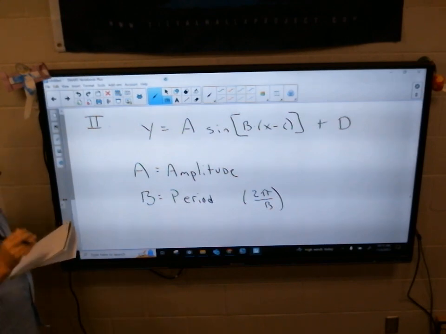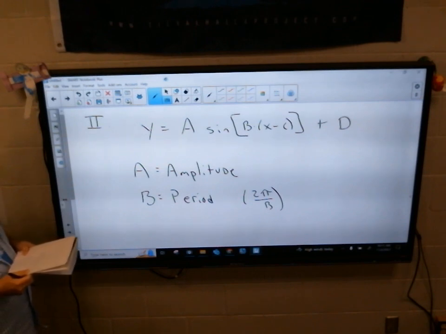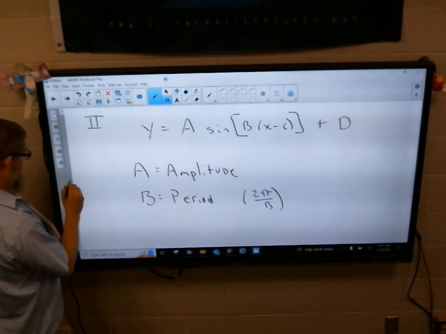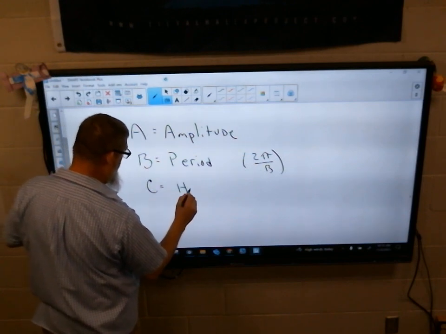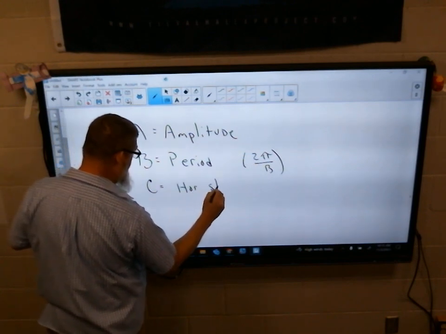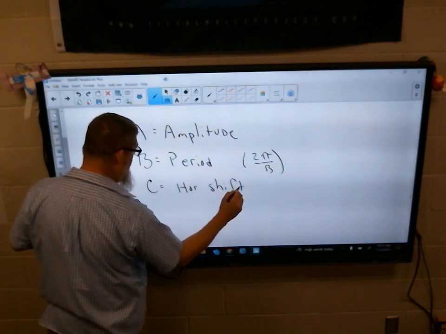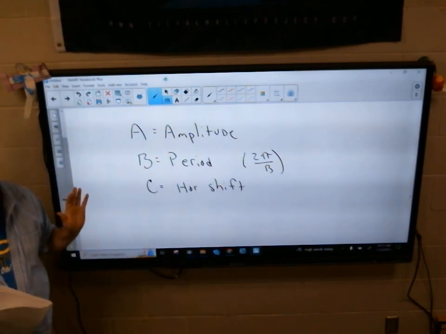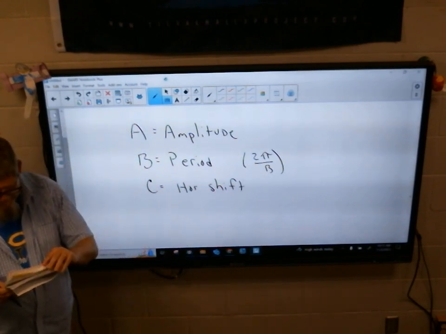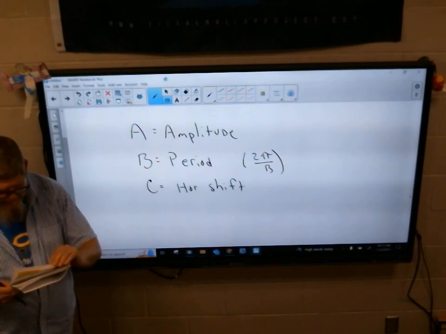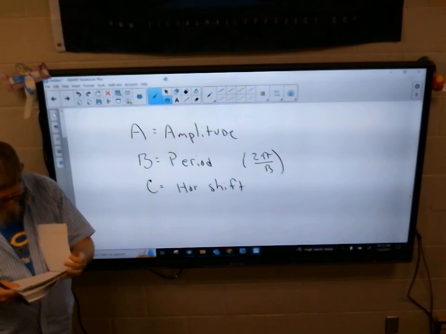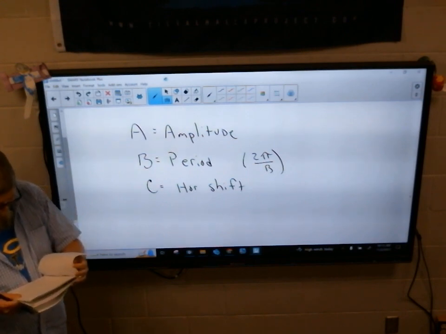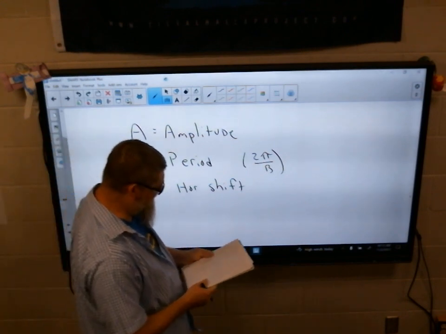All right. I think C we're not going to talk about. C is actually the horizontal shift, how far it moves left to right. I don't think we do a lot with horizontal shifts just yet. We should. Oh yeah, we do them later on, phase shifts. Okay, that's your horizontal shift.